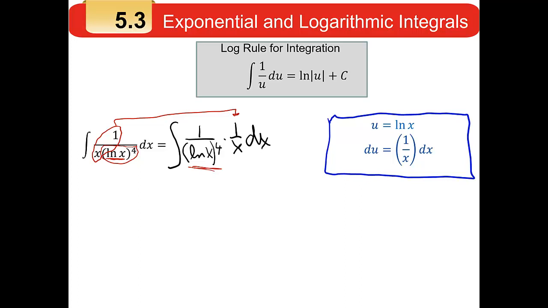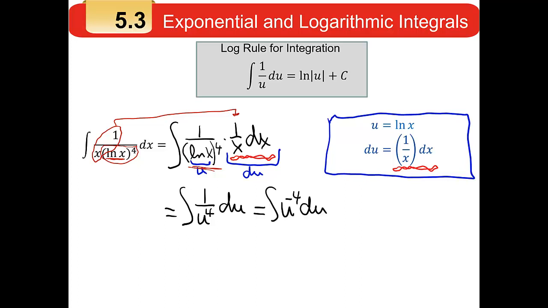Well, that looks good actually, because that 1 over x dx is exactly what I need for du. So if I let u be natural log of x, as I said I was going to try, and du becomes 1 over x dx, then when I substitute, all the x's go away, which is really what I'm shooting for, and I end up with 1 over u to the 4th times du.